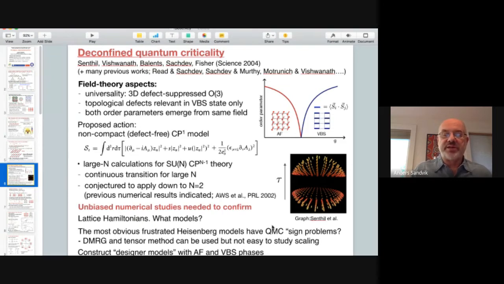But it turns out we have this so-called sign problem for frustrated models. If you don't know what it is, I can just say that it's a technical problem that makes it almost impossible to study certain models using this method. So instead, the path we took was to design models. Sometimes we call these designer models now. Design models that don't have sign problems but allow us to study this kind of transition.